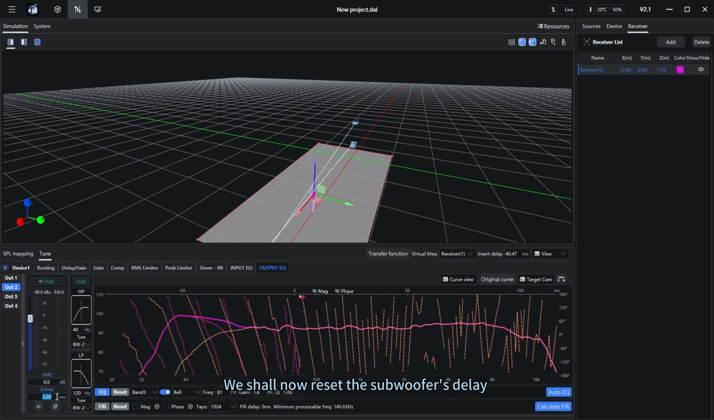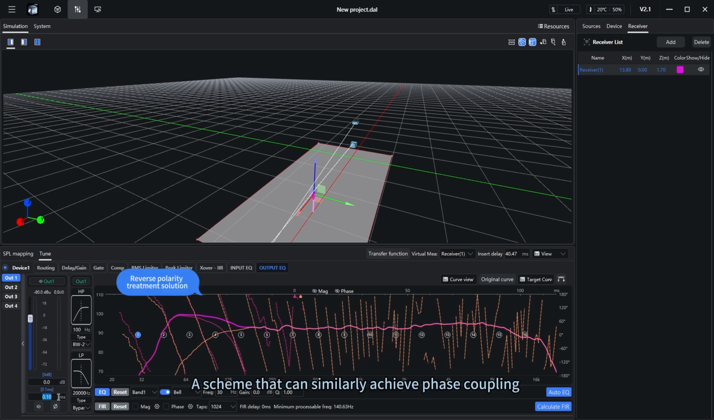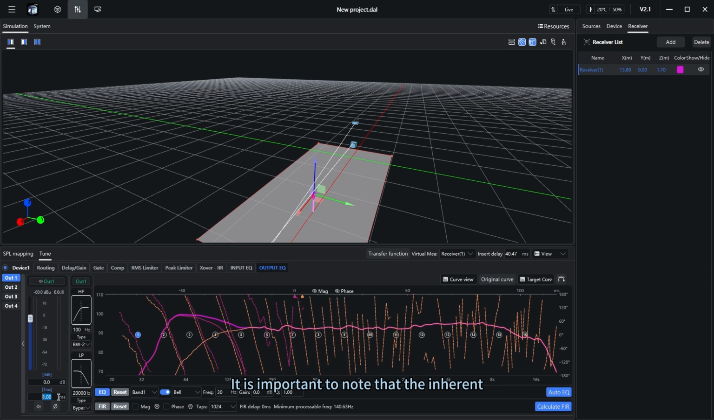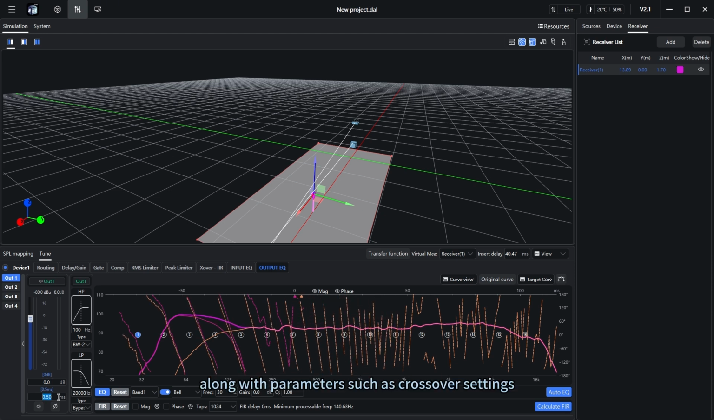We shall now reset the subwoofer's delay and reverse its polarity. Re-examine the phase and apply delay processing across the entire frequency range, a scheme that can similarly achieve phase coupling between the two. It is important to note that the inherent characteristics of the loudspeaker itself, along with parameters such as crossover settings, can indirectly alter the phase.